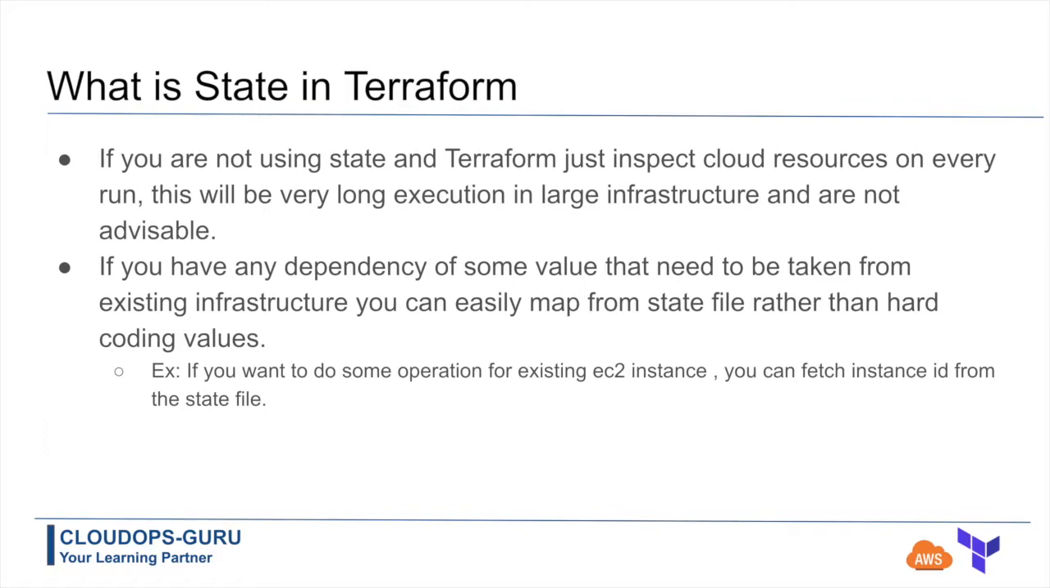The second thing, suppose you want to have some kind of dependency which you need to take from the previous execution or from the existing infrastructure. For example, if you want to launch an EC2 instance and fetch the VPC ID from the state file or from the existing infrastructure, you can just use the values from the state file. That is one of the main advantages which Terraform provides you.